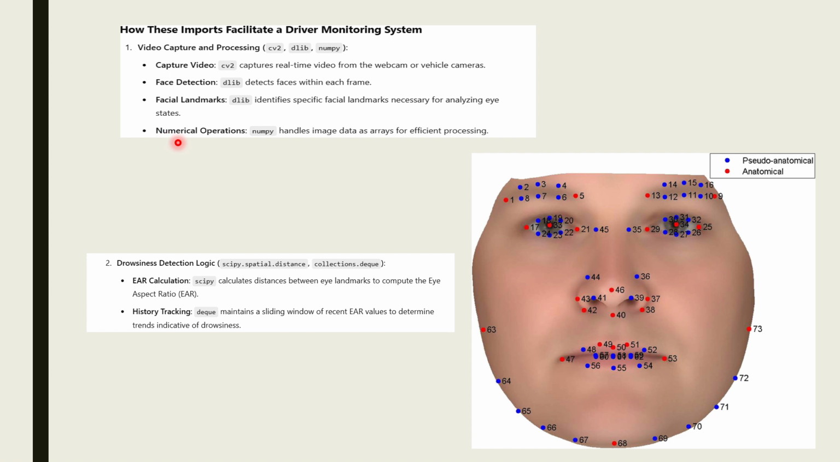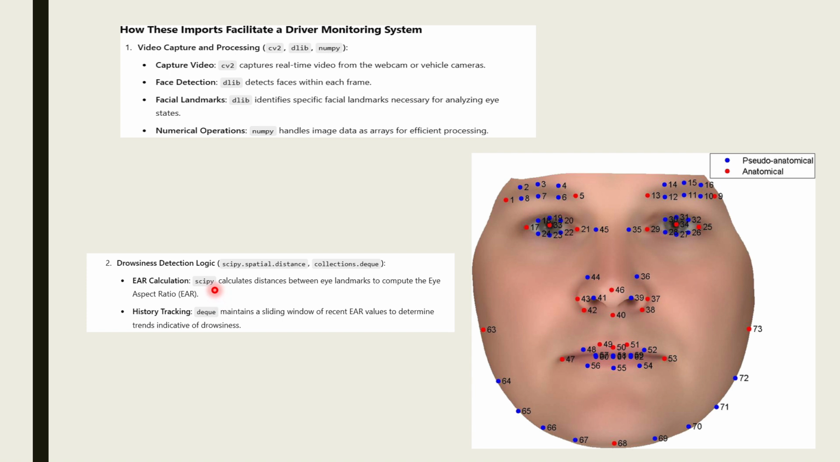Now numpy handles the image data as an array for efficient processing. All the information is in pixels, and it is converted into arrays using this function. Then, for the drowsiness detection logic, we are using the distance function and collections. So there is the eye aspect ratio calculation. This function calculates the distance between the eye landmarks to compute the eye aspect ratio. We will see in depth later in this video how it is calculated.